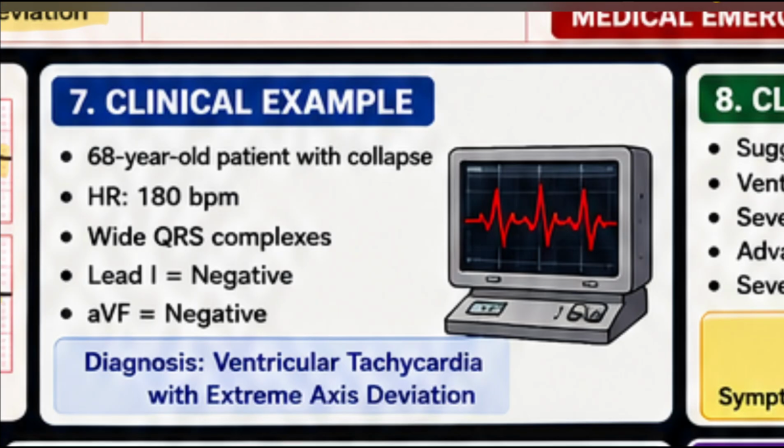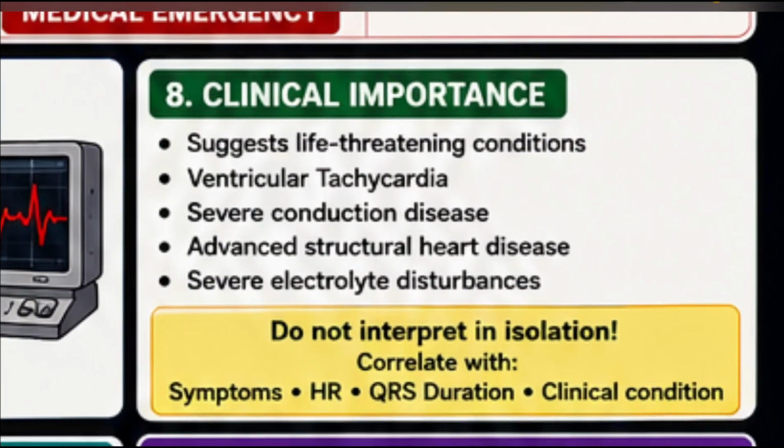In a clinical example, one patient came to the emergency department, a 68 year old patient presenting with collapse and severe palpitations. The ECG shows a heart rate of 180 beats per minute, wide QRS complex, lead 1 is negative and AVF is negative. Then it's extreme axis. So we can call that ventricular tachycardia with extreme axis deviation.